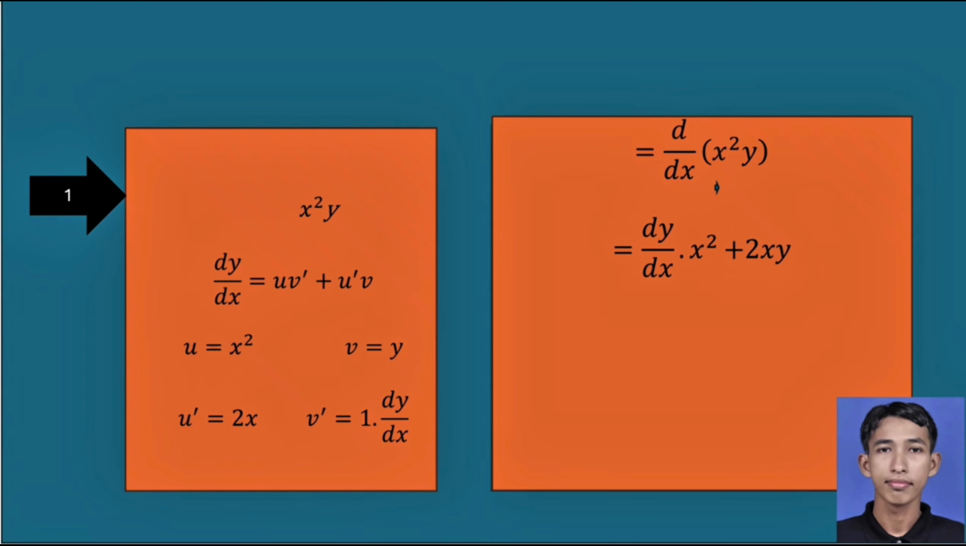First, the derivative of x squared times y. To find that, we should use the product rule formula, uv prime plus u prime v. U refers to x squared, u prime refers to 2x, v refers to y, v prime refers to dy over dx. After using this formula, we will get the answer dy over dx times x squared plus 2xy.